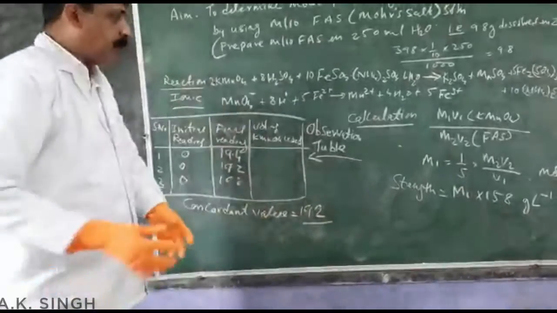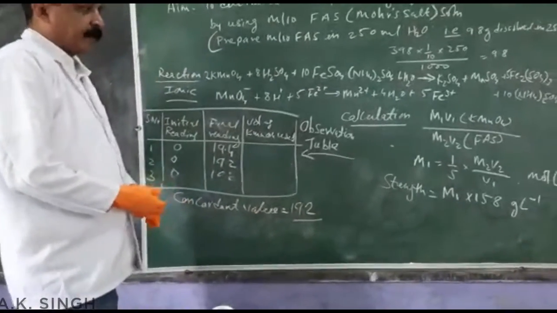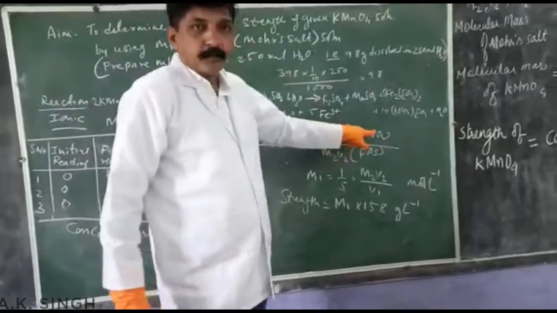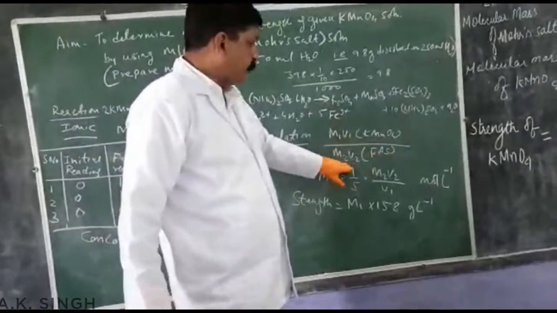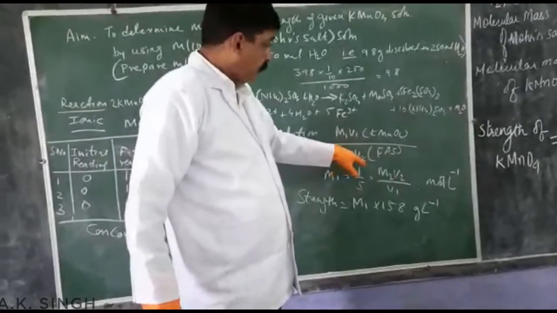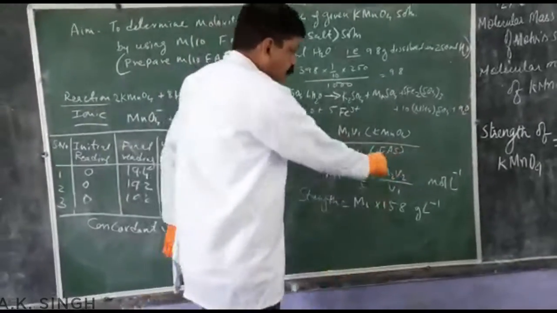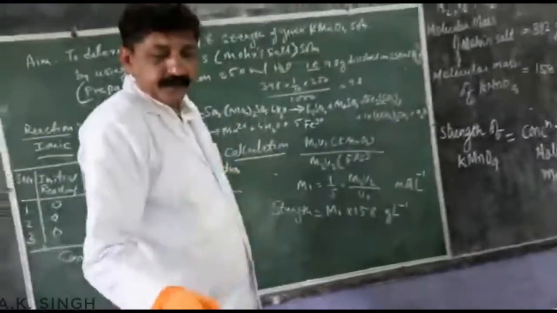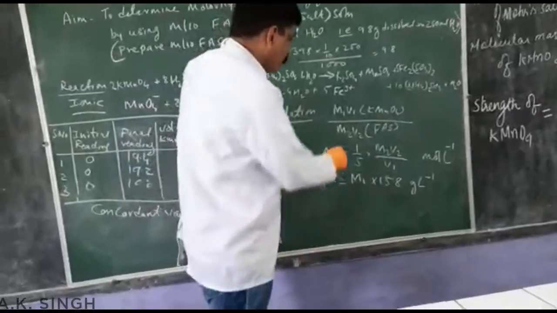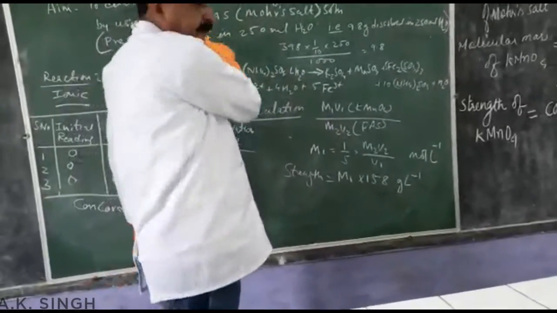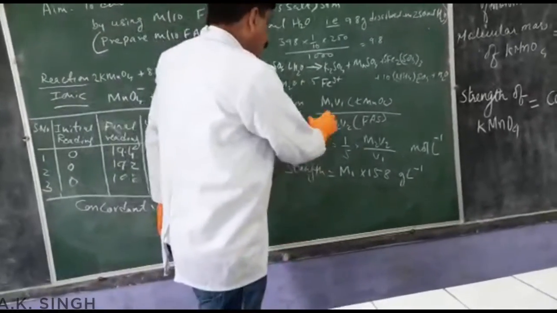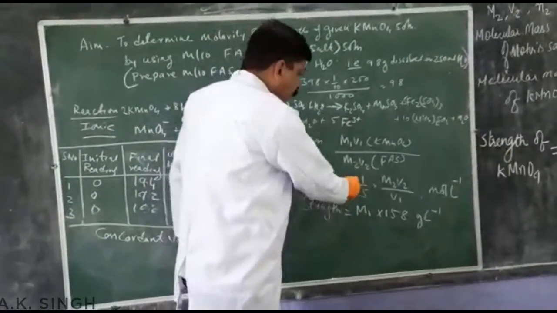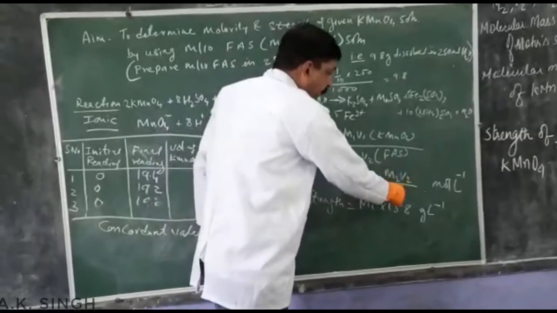By taking this value, we have to calculate and find out the molarity by using the formula M1V1 for potassium permanganate and N2V2, that is the molarity and the volume of FAS. Now, the volume of FAS we have used by using the pipette is 10 ml. Molarity is given in the question, that is 1/10. We have to calculate the molarity of potassium permanganate. So 1/5 into N2V2 by V1.